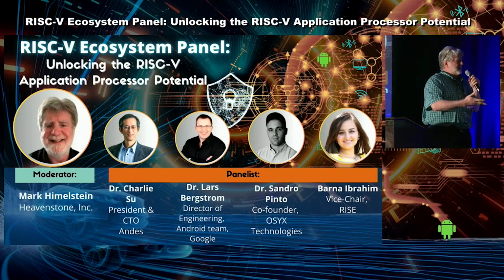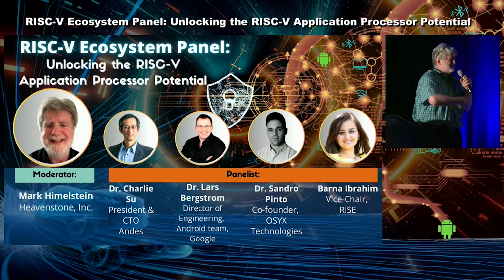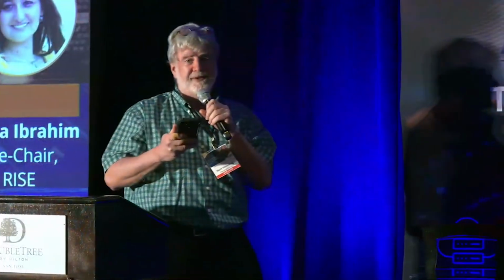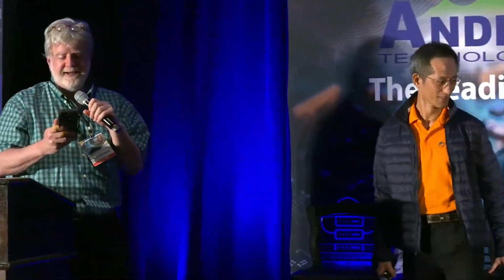So we have an incredible panel here. You guys want to just come up and we'll introduce you while you're seated here. I actually have cliff notes here, so I won't forget. Dr. Charlie Hsu, co-founder, president, and CTO, has just done an incredible job at Andes and in RISC-V. Thank you very much. And a history of places like Sun Microsystems and SGI.